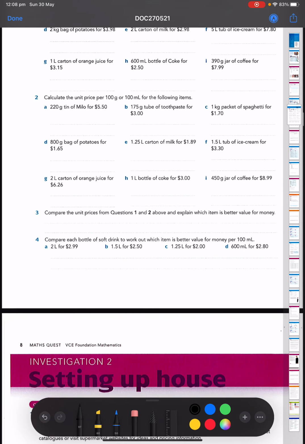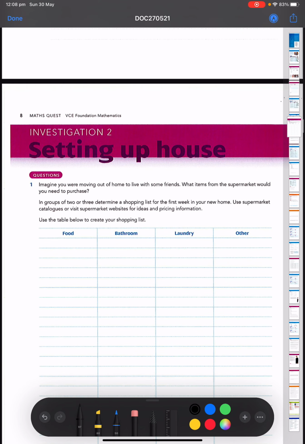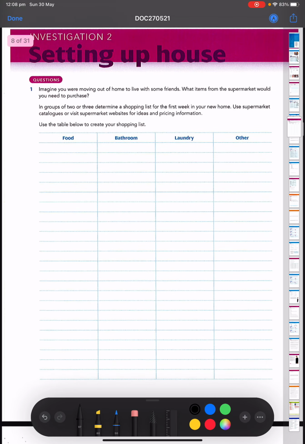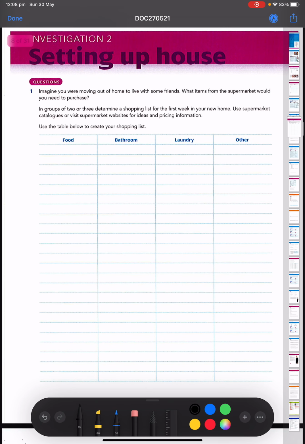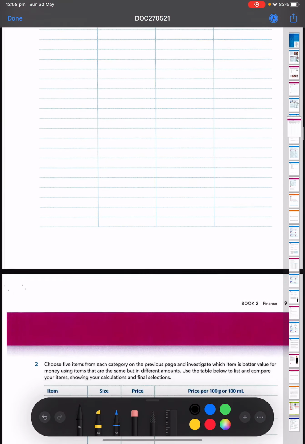Then we move on to investigation number 2, setting up a house. Imagine you were moving out of home to live with some friends. What items from the supermarket would you need to purchase? You can do this with a friend if you want to call them up and work through this together, or have a go at doing it on your own. Determine a shopping list for the first week in your new home. Use supermarket catalogs or visit supermarket websites for ideas and pricing information. Write a list of things you might need in terms of food, bathroom, laundry, or other things you think you might need in that house.